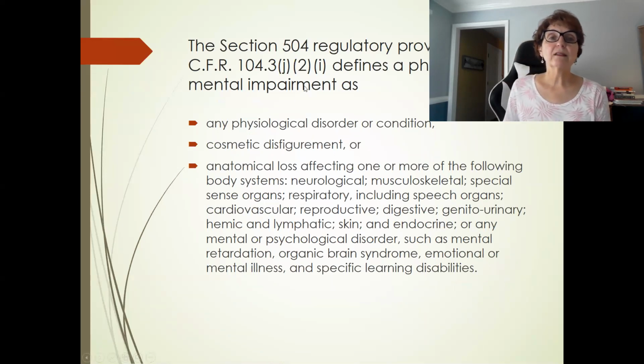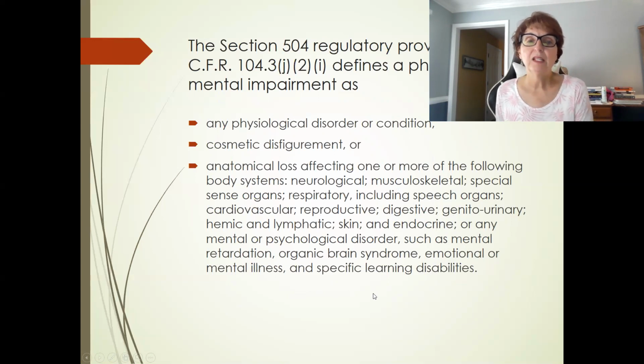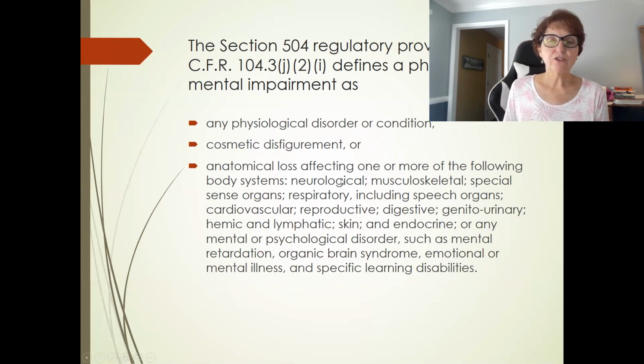defines physical or mental impairment, psychological disorder or condition, cosmetic disfigurement, anatomical loss affecting one or more of the following body systems: neurological, musculoskeletal, and you can kind of read through all of these. And then it gets down here: mental retardation, intellectual disability is the term now, but this is under the law, organic brain syndrome, emotional or mental illness, and specific learning disabilities. Okay, so do not memorize all of these, but just be familiar.